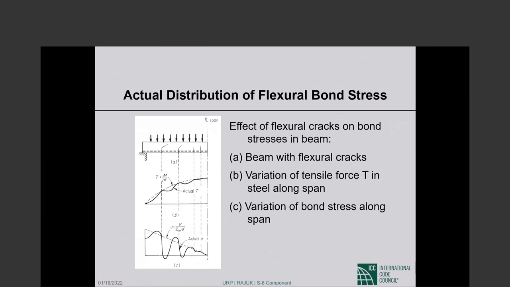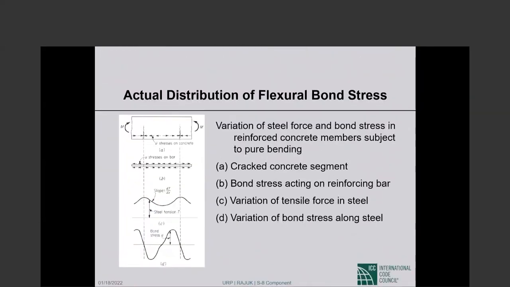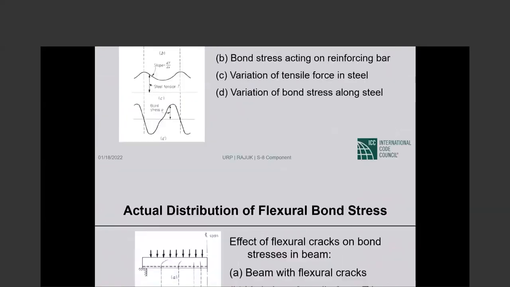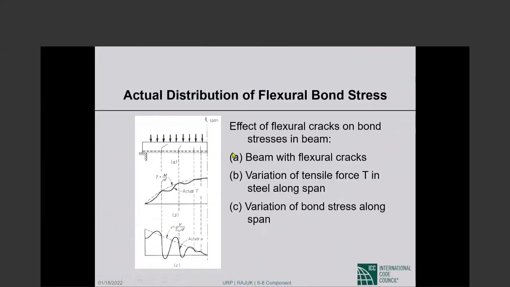Now, the effect of flexural cracks on bond stresses in beams. So now this was a beam segment. Here you are looking at what can also be called a beam segment, but this is half the beam. This is the support, this is the loading. The bending moment diagram is here. If you divide the bending moment by the lever arm, you have tension in the reinforcement. So theoretically, the tension in the reinforcement follows the dotted line.